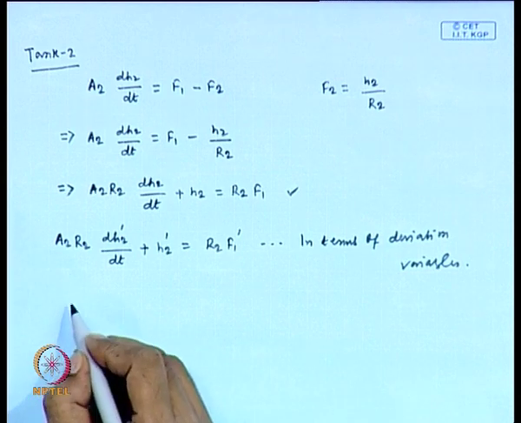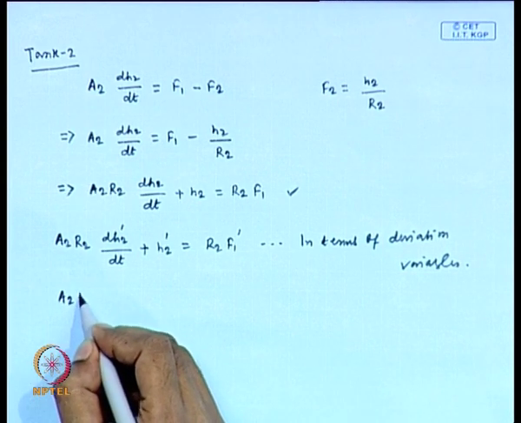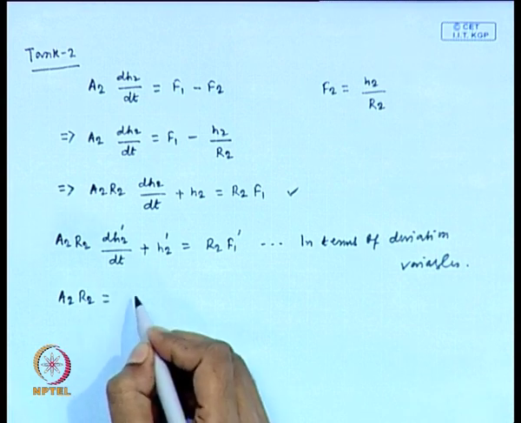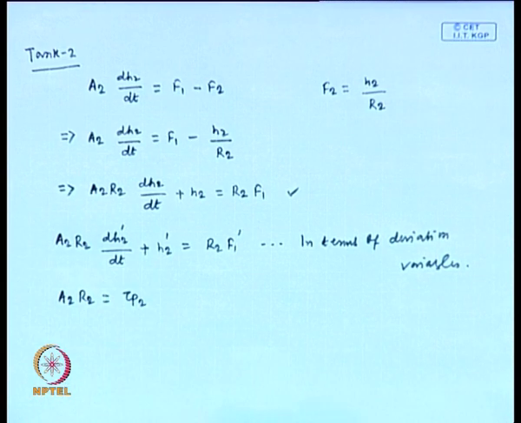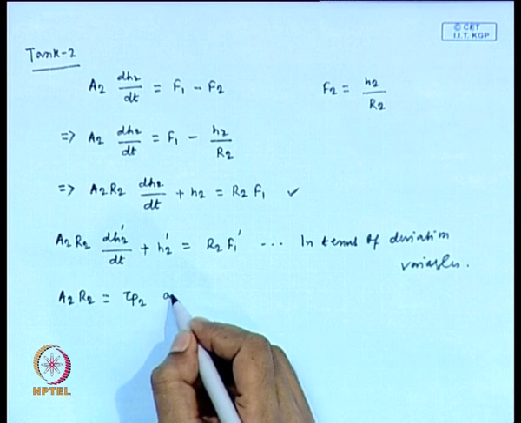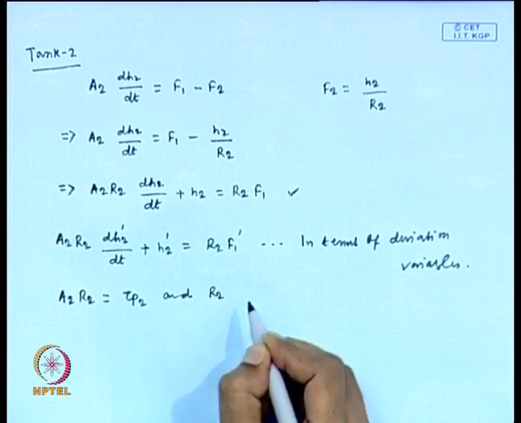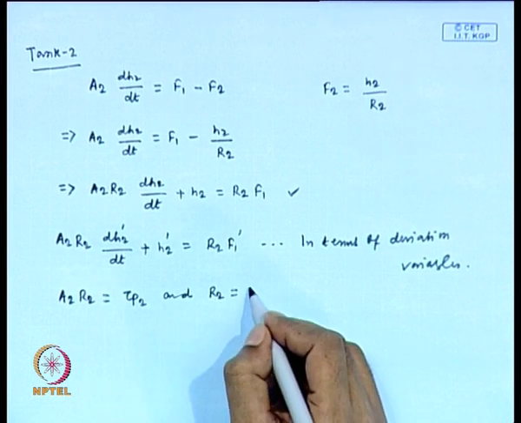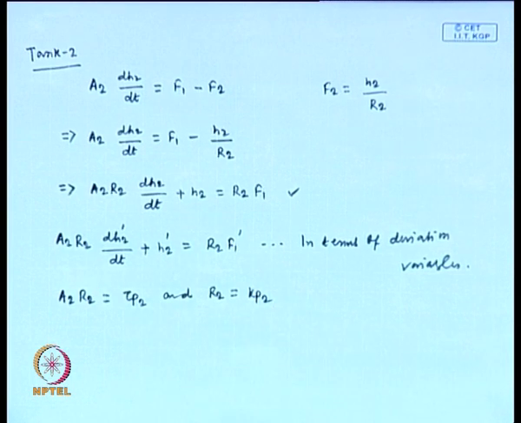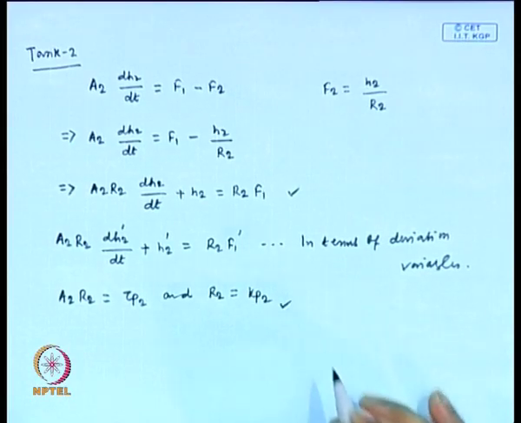Fine. Now, we assume A2 R2 equals tau P2 and R2 is equal to Kp2. We assume A2 R2 is equal to the time constant for tank 2 and R2 as gain of the tank 2.